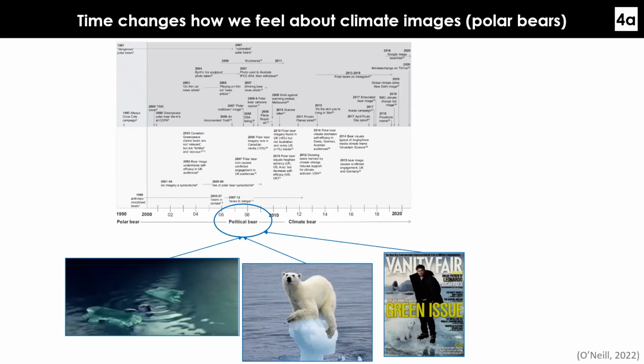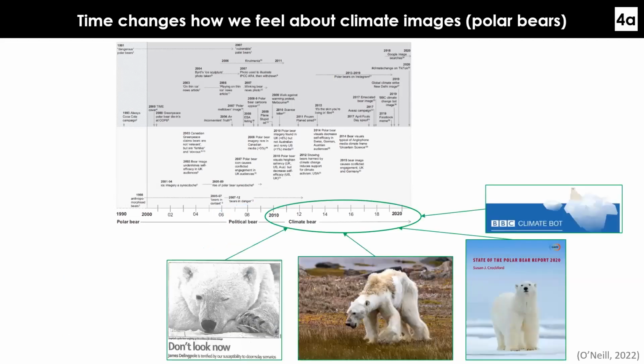Then there's that picture, Polar Meltdown by Arnie Navarra, which ironically won the Shell Wildlife Photographer of the Year award in 2008. And then the Vanity Fair cover, right, with Leonardo DiCaprio, the green issue, Leo DiCaprio, the celebrity of the time, pictured with Knut the polar bear, the famous polar bear from Berlin Zoo, who was brought up by his keeper. So the polar bear becomes much more politicized, becomes embroiled in debates around climate change, starts to represent climate change, becomes a climate icon during that time.